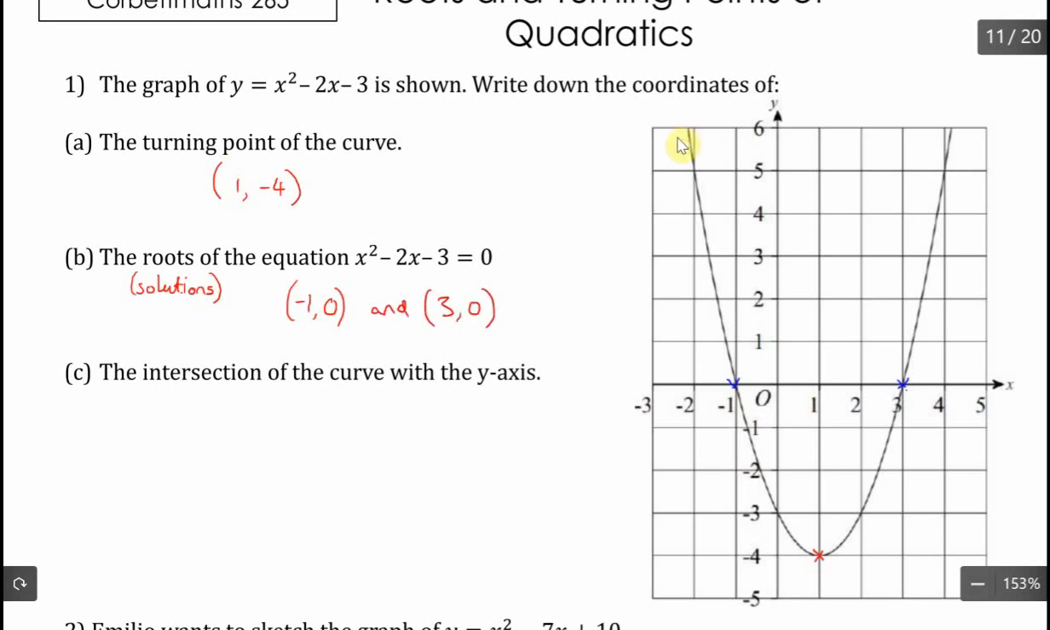And then finally, the intersection of the curve with the y-axis, in other words, the y-intercept, that is here, just like the y-intercept is on a linear graph. It's where it crosses the y-axis, and that is at 0, negative 3.